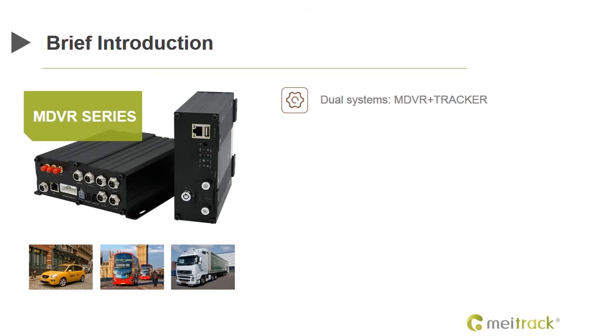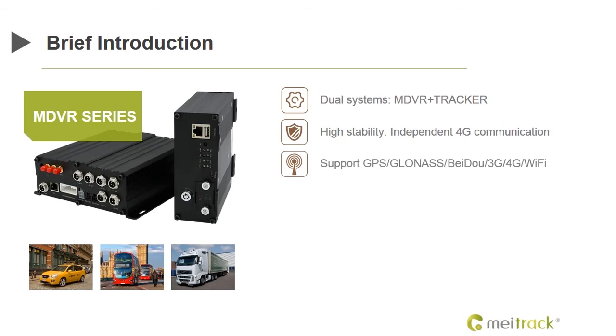The first one is its dual system, combining MDVR with tracker, which means you can realize real-time recording and GPS tracking at the same time. The second one is independent 4G communication, meaning when the ACC is off and the MDVR stops working, the 4G tracking function can still work independently. The third one is supporting GPS, GLONASS, BeiDou, 3G, 4G, and Wi-Fi.